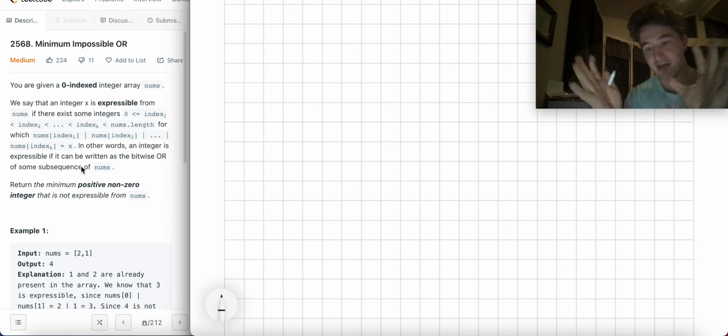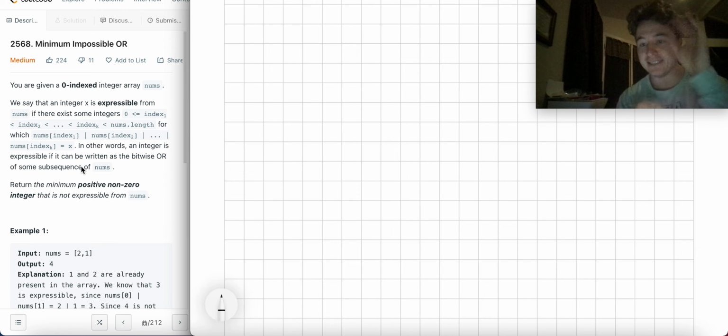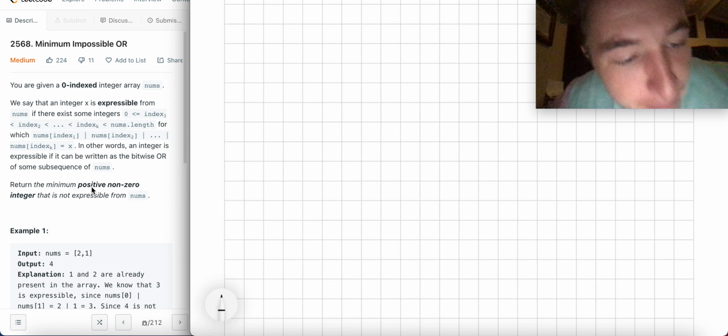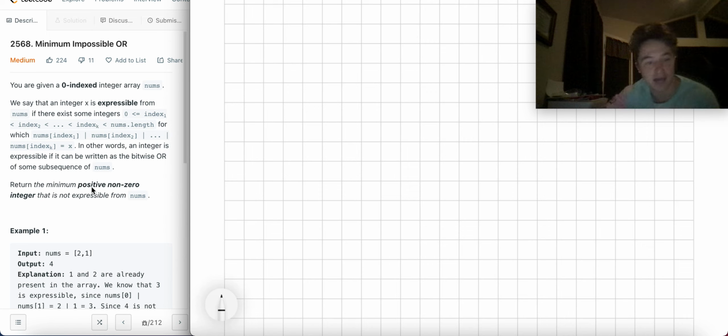Okay, so you have nums. You can select any set of numbers in nums, any subsequence of the numbers in nums, and OR them all together and get some number. X is expressible if you can select any of those numbers, any ones you desire, and create X from it. Return the minimum positive non-zero integer that is not expressible from nums.